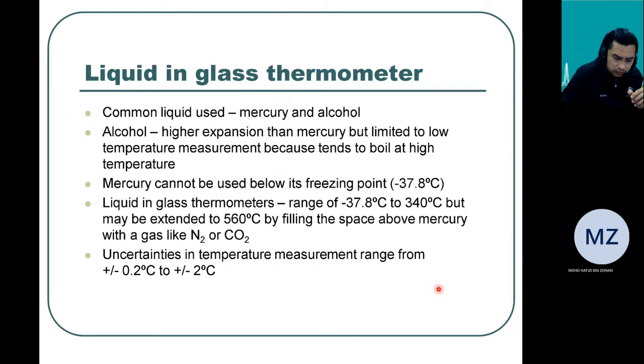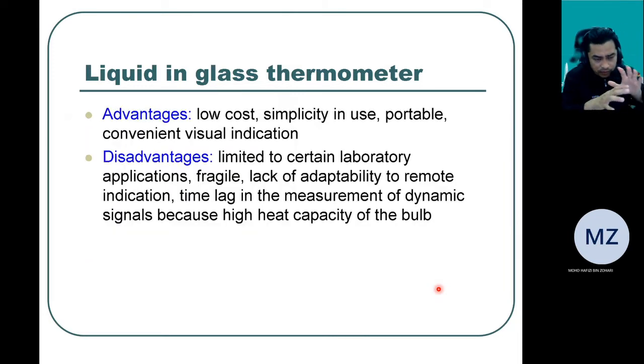And now we move to the next one. Sorry, before I go to the next one, I need to mention the advantage and the disadvantage of the thermometer. The liquid thermometer is really low cost, simple to use, portable, and convenient to look at, because it has different colors. Mercury has a red color, so if we put mercury inside the capillary tube that has a white color, we can easily see how the mercury moves, expands inside the capillary.